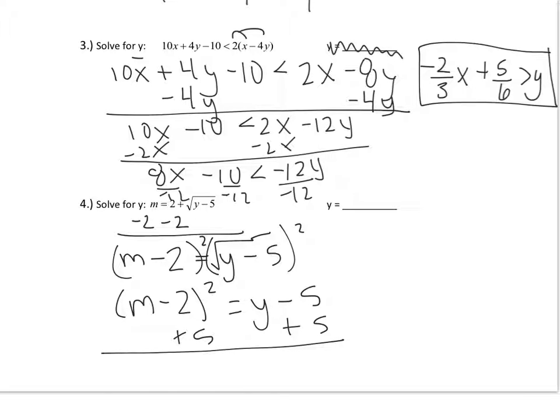This is what I get. y equals, parentheses, m minus 2, squared, plus 5. And you know what? I'm going to write it over here so you see what I'm doing. That's all you need to do. You don't need to simplify anything. That's just not necessary. You just need to keep everything on one side and y on the other side. Okay, let's go on to the next page.